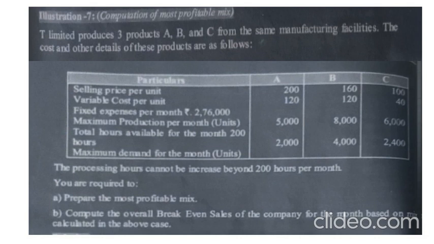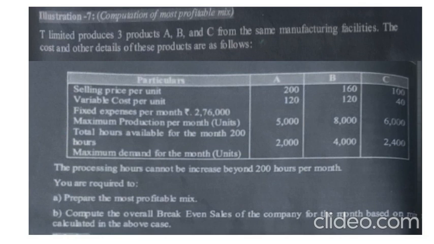Total hours available for the month is 200 hours, and maximum demand for the month is 2,000, 4,000, 2,400. So out of the maximum production 5,000, 8,000, and 6,000, the demand is only 2,000, 4,000, and 2,400 for the 3 products. The process hours cannot be increased beyond 200 hours per month. So in a month only 200 hours can be used.